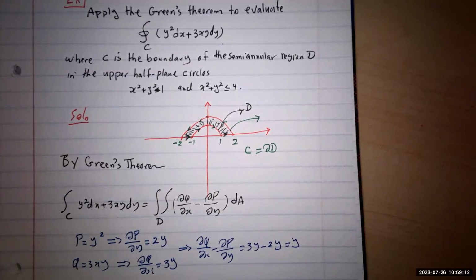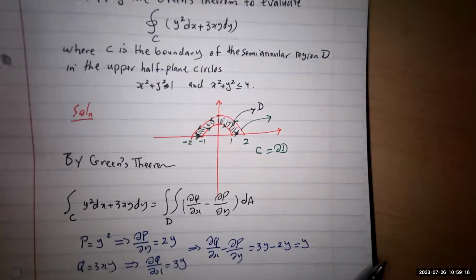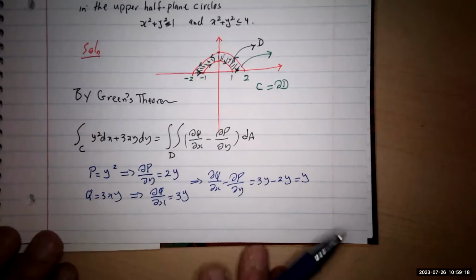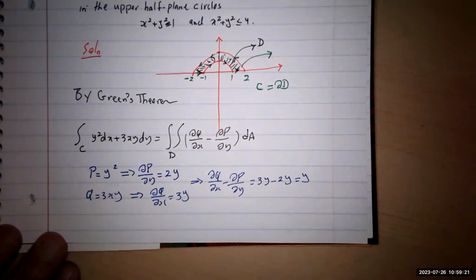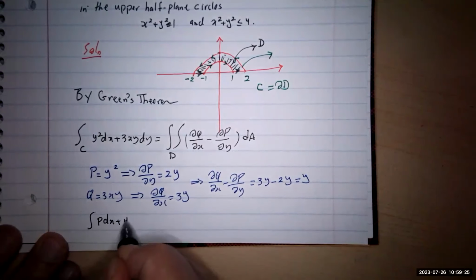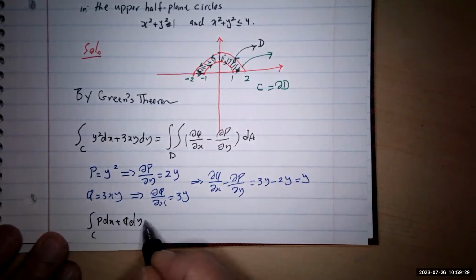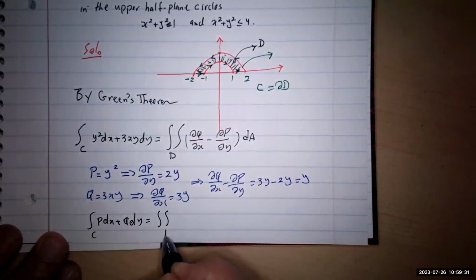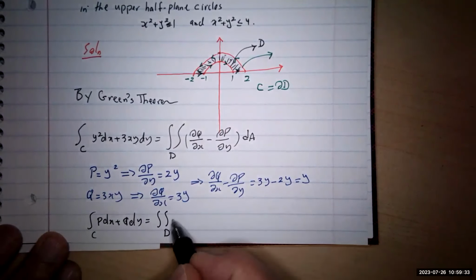So you're just working on the y. The integral is going to be the following. Originally, this is the original one, the integral over C of P dx plus Q dy, which is equal to the double integral over D of just y dA.